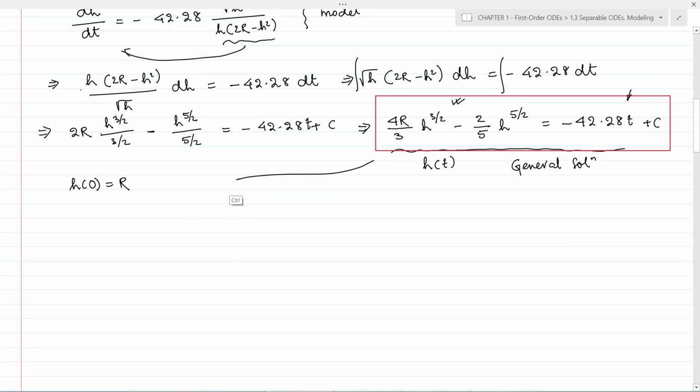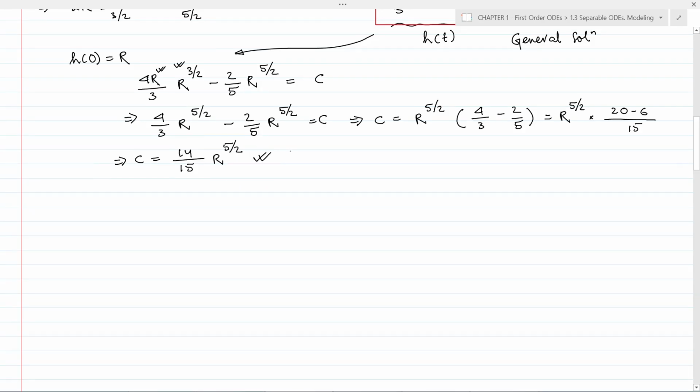From this equation we can put time t equal to 0, and we can write 4r by 3 h equal to r. So, here we will write r to the power 3 by 2 minus 2 by 5 r to the power 5 by 2 equal to C, because at time t equal to 0 this whole term becomes 0. This we can simplify.